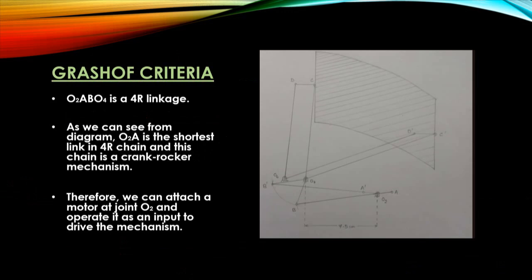Moving on to the next part, Grashof criteria. So here in this diagram, O2ABO4 is a 4R linkage. In a 4R linkage, as per the Grashof criteria statement, if the sum of the shortest and the longest link is less than the other two links, then the shortest link rotates completely. In the diagram, O2A is the shortest link in the 4R chain, and therefore this chain is a crank rocker mechanism where O2A is the crank. Therefore, we can attach a motor at joint O2 and operate it as an input to drive the mechanism.